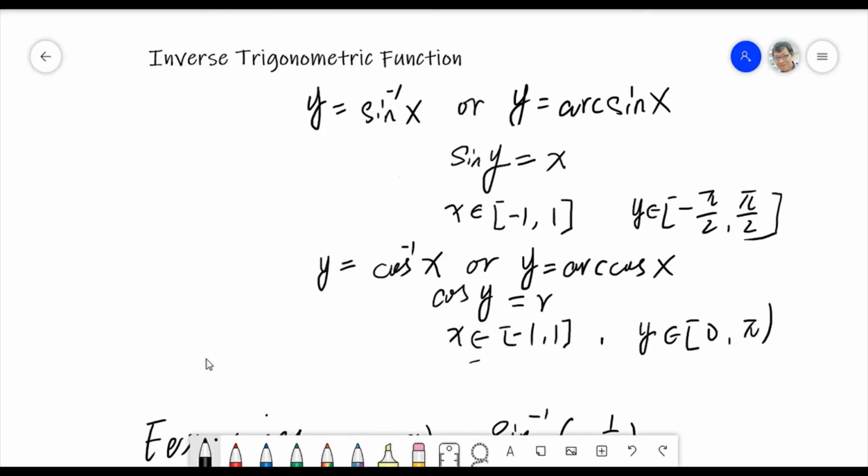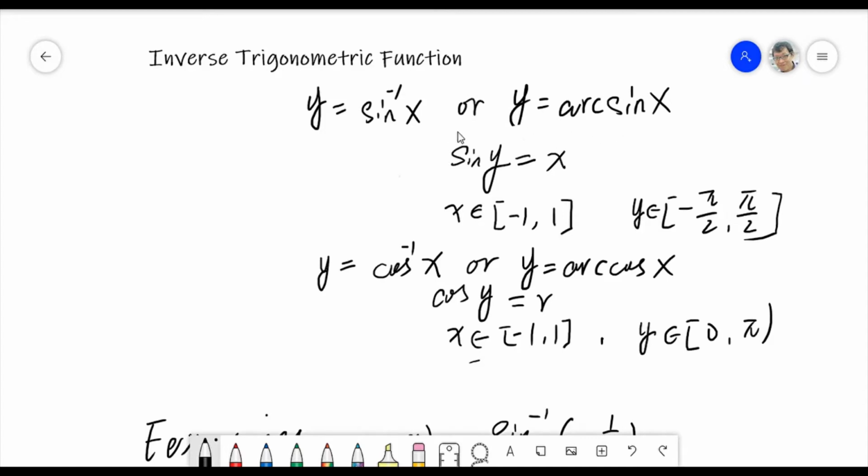Hello everyone. In this session we discuss trigonometric functions. One special one is the inverse trigonometric function. We can look at this definition. In fact, y equals sine x to the power of -1, or simply y equals arcsine x.